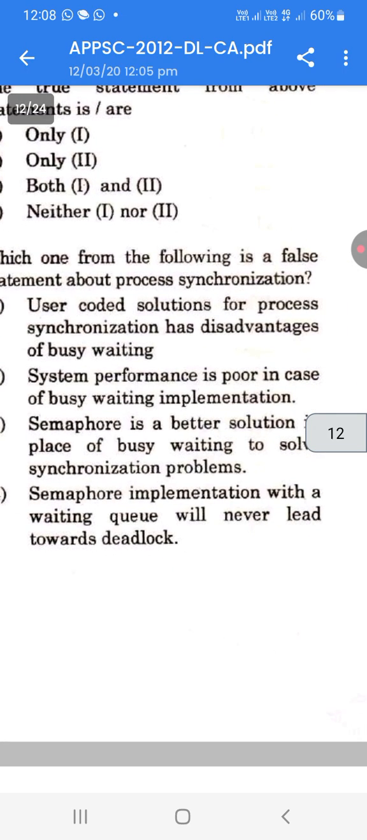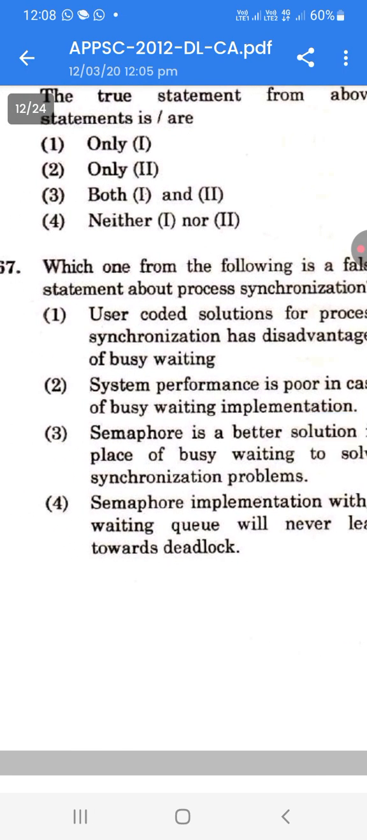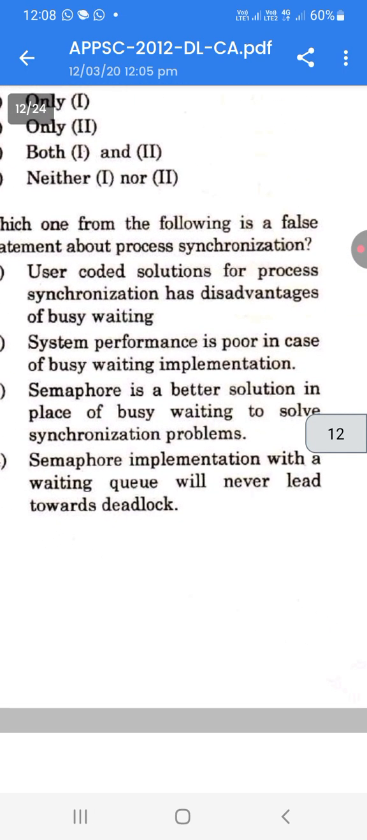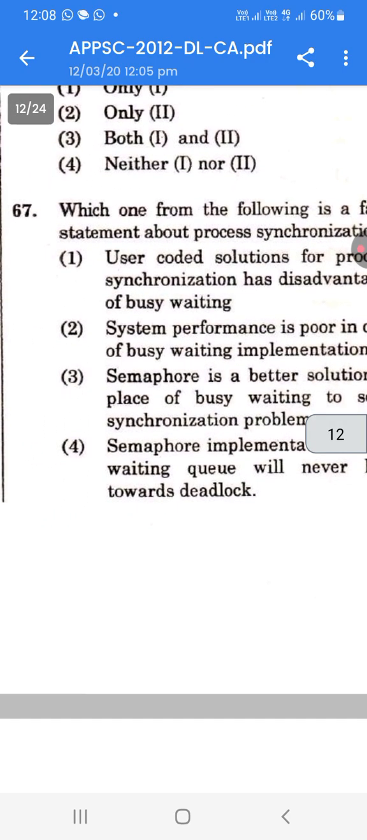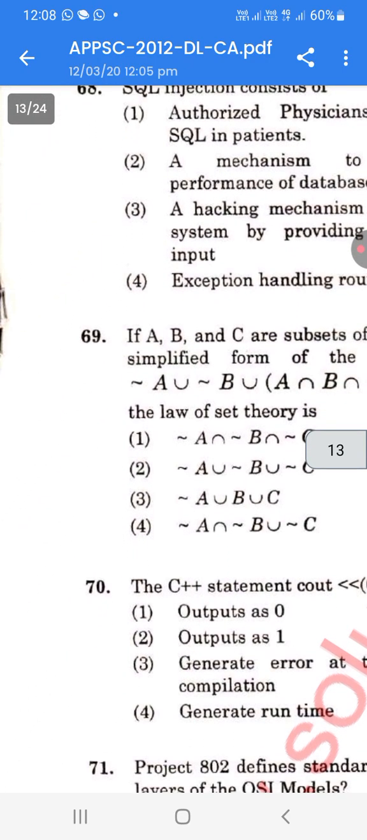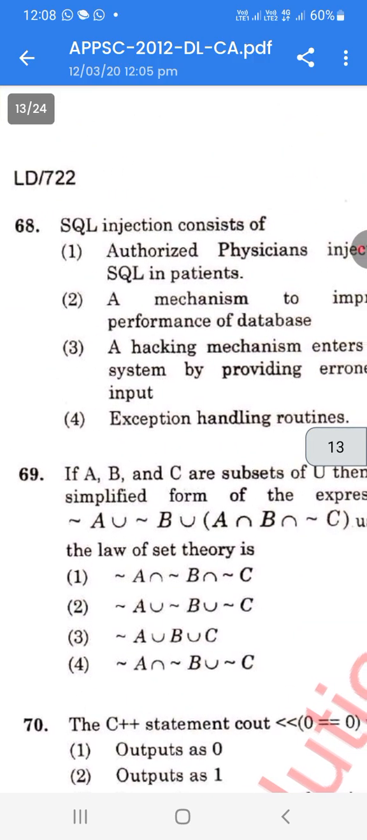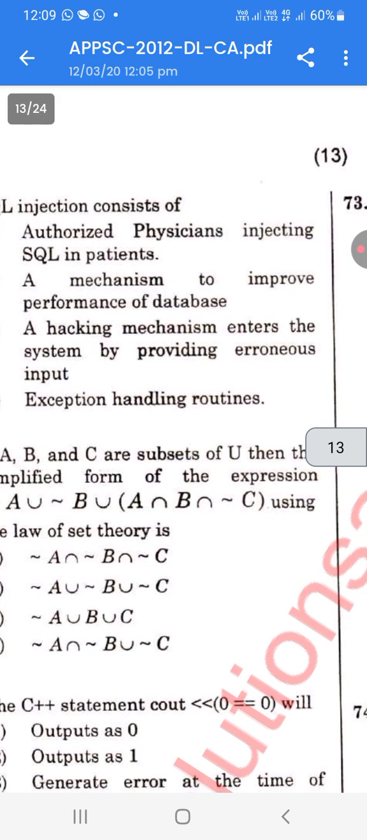Which one from the following is a false statement about process synchronization? Fourth one, semaphore implementation with a waiting queue will never lead towards deadlock. 68. SQL injection consists of a hacking mechanism that enters the system by providing erroneous input.